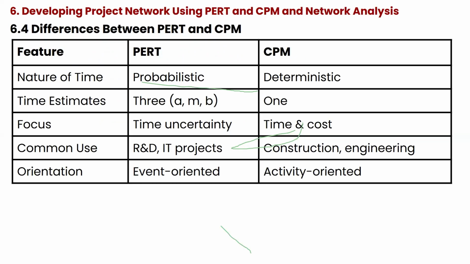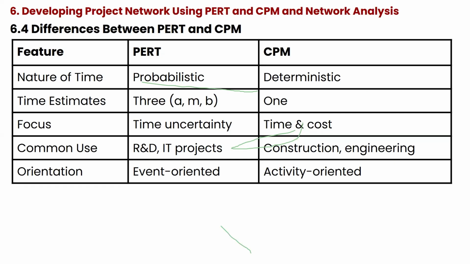So the key difference, like you see here: the nature of time for PERT is probabilistic, while the nature of time for CPM is deterministic. Time estimates for PERT are three: the optimistic, most likely, and the pessimistic time. While for CPM, you just have one. The focus is what? Time uncertainty.